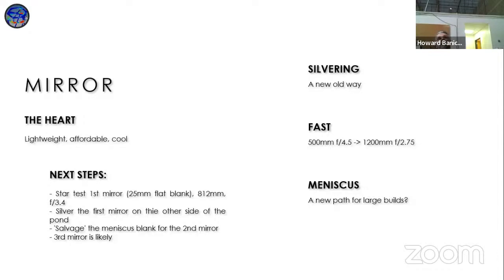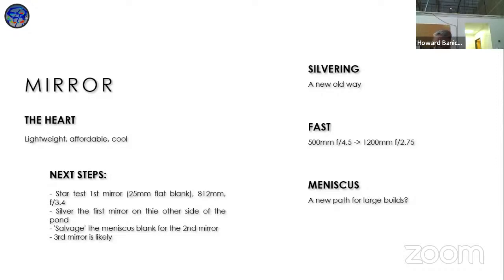So to me, silvering, fast optics, and meniscus are, as a personal speculation, the path for a bright future of amateur astronomy with a big telescope. Silvering because you don't want to ship your precious big optics to a place and spend a lot of money. Fast because you need to try and have a compact design. With a bigger diameter, you need to contain your focal length.